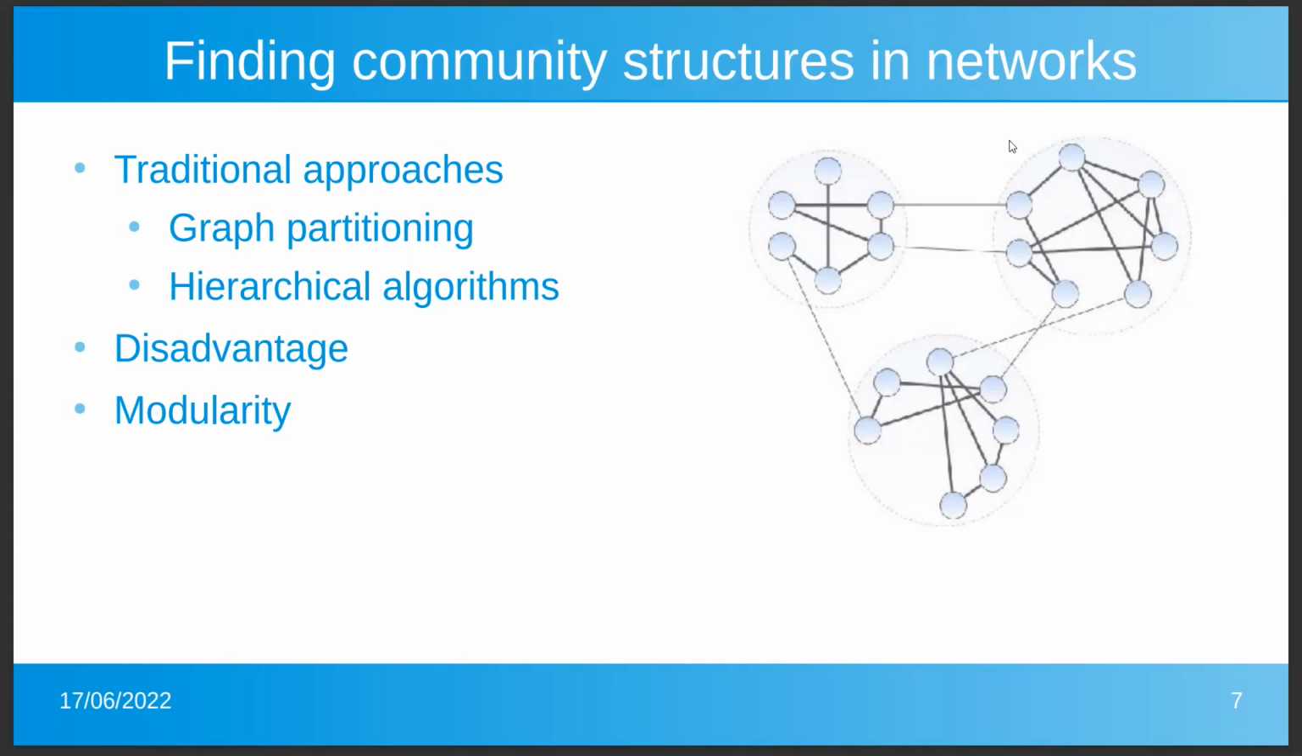Traditional approaches to find communities are graph partitioning and hierarchical algorithms. The disadvantage of them is that the algorithms do not provide any hint about how many communities a network should be split into, or the number of clusters.